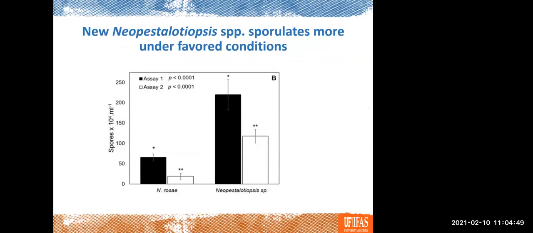And this probably has to do with what we see in this slide, which basically shows that under the same conditions, the new Bacillotropis species sporulates a lot more than Bacillotropis rosei. So this is based on 2 different trials, and in both trials, the new species sporulate a lot more. So more spores basically means it can disseminate more to cause more disease.